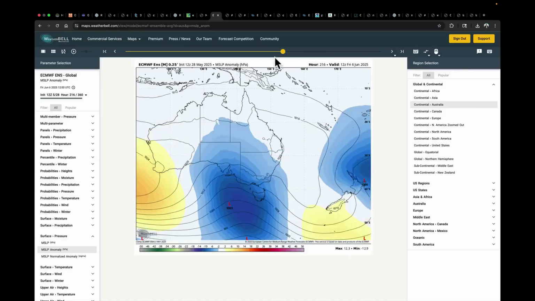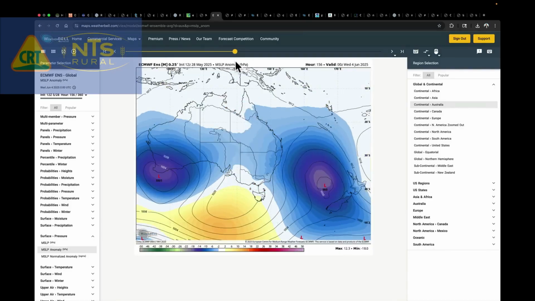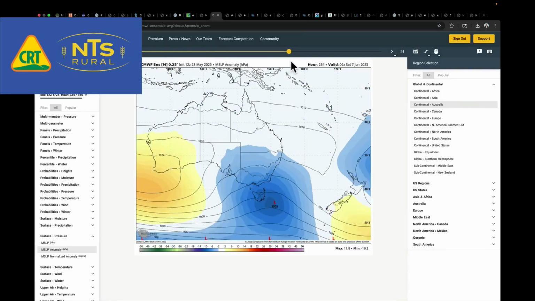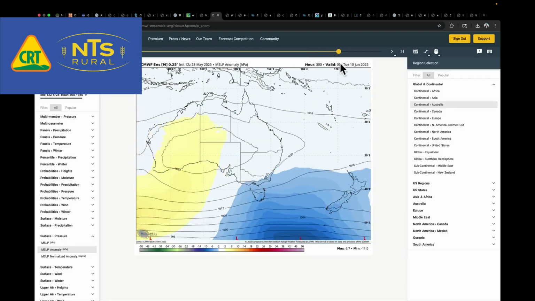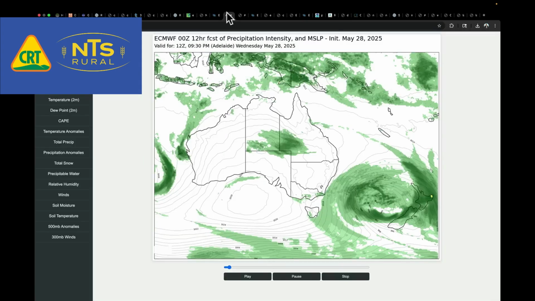But overall, if I just go back and forth, do you see what I see? There is movement in the pressure pattern across Australia. And over the next 10 to 15 days, that movement is what's going to be critical to trying to return better moisture overall. So let's get in and have a look at it.